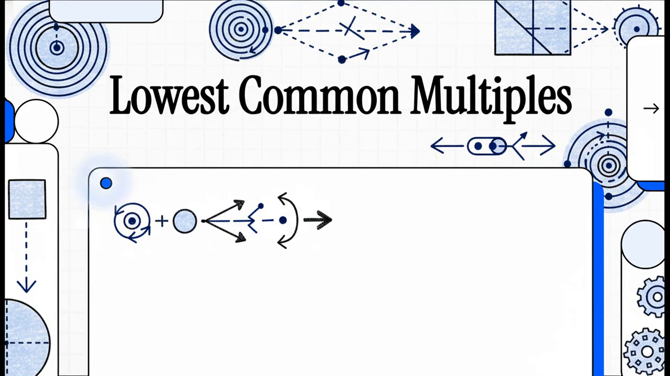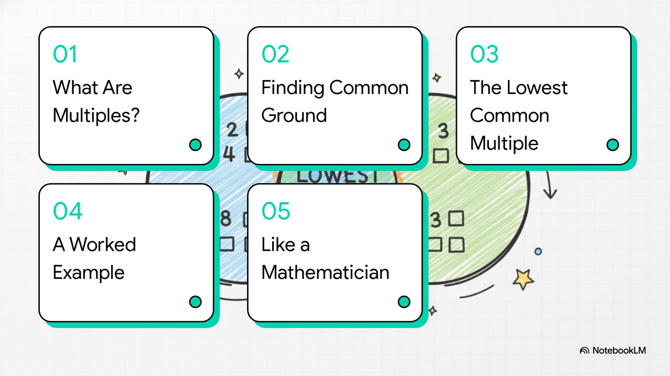So, what if I told you that numbers have these secret meeting points? Places where their patterns just sync up perfectly. Well, that's exactly what we're going to explore today with lowest common multiples, or LCMs for short. And trust me, this isn't just about some boring math problems. It's about finding the hidden rhythm in numbers. Let's jump right in.